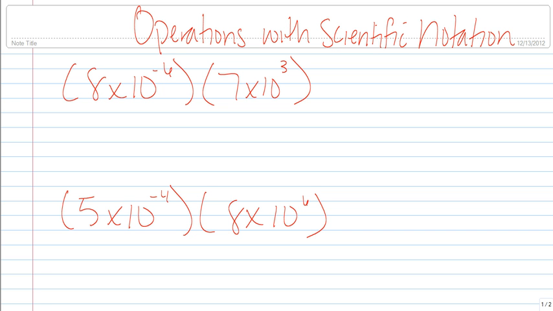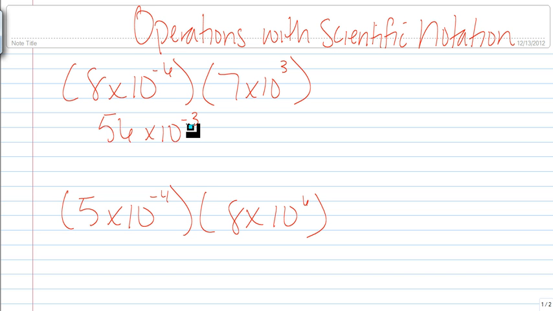First of all, multiply your numbers. So let's multiply our numbers completely. 8 times 7 is 56. Now, remember your product rule. When you multiply with the same base, you add your exponents together. So I have 56 times 10 to the, well, what's negative 6 plus 3? Right, negative 3. So I have 56 times 10 to the negative 3.